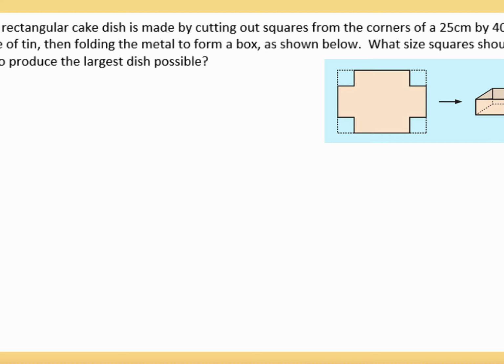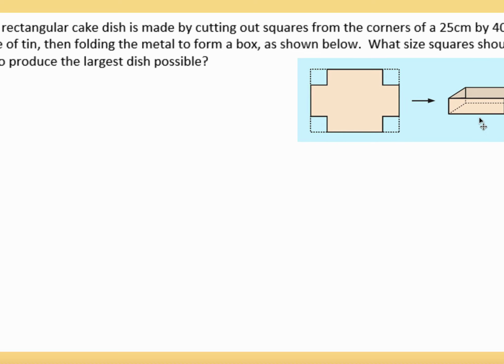Let's get to solving. So here we've got a rectangular cake dish. The manufacturer is going to be making their dish by cutting out squares from the corners of a 25 by 40 centimeter rectangle of tin. And then they're going to fold it up to form the box like it's shown here. So what size should the squares be cut out in order to produce the largest dish possible?